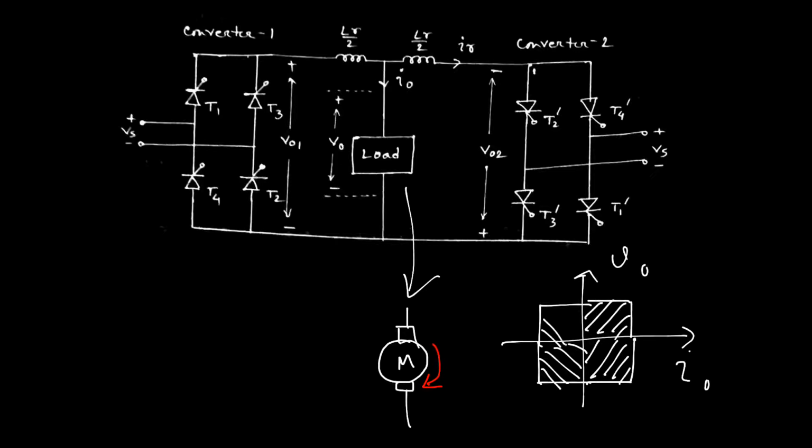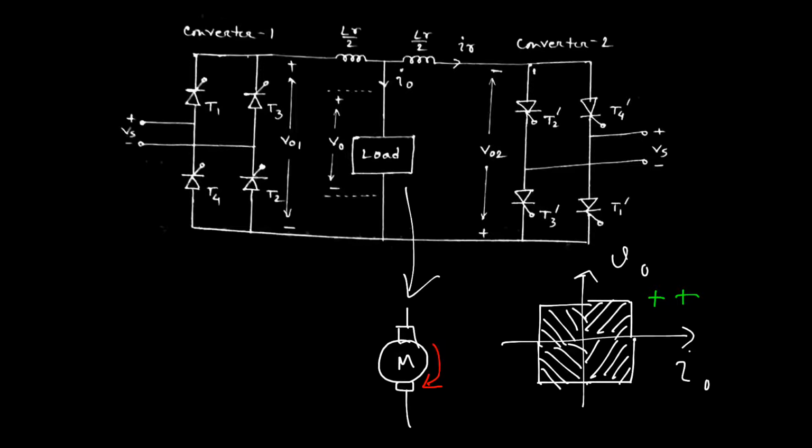Then the motor starts moving in the reverse direction, and that is actually the reverse generating action, or reverse braking, during reverse direction of the motor. So we can conclude that when converter 1 starts working and the motor is, suppose, moving in a clockwise direction, then the energy is delivered from the supply to motor, or supply to load. That is why in first quadrant operation, voltage and current both are positive.